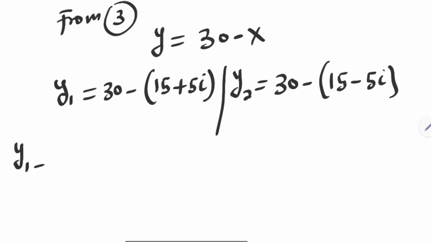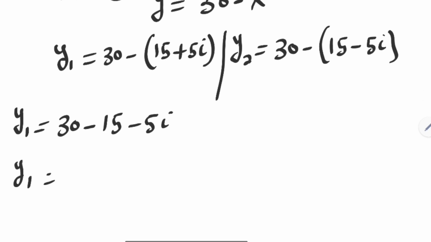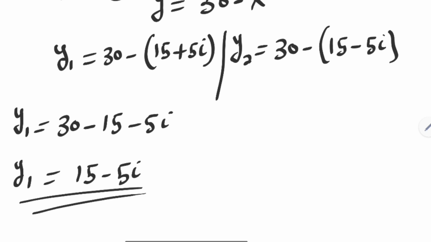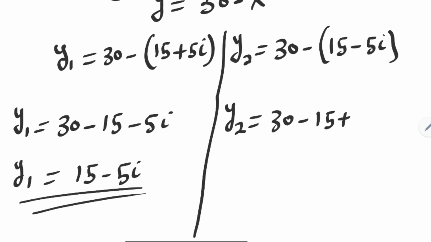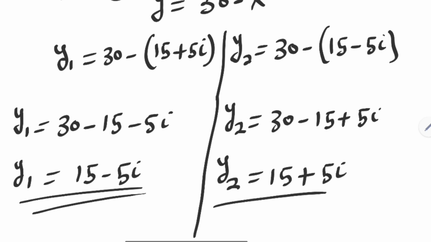Then y1 is equal to 30 minus, if you open the bracket, will be negative 15 minus 5i. y1 is equal to 30 minus 15. This is 15 minus 5i. This is the value of y1. And y2 is equal to 30 minus 15 plus 5i. y2 is equal to 15 plus 5i. This is the value of y2.